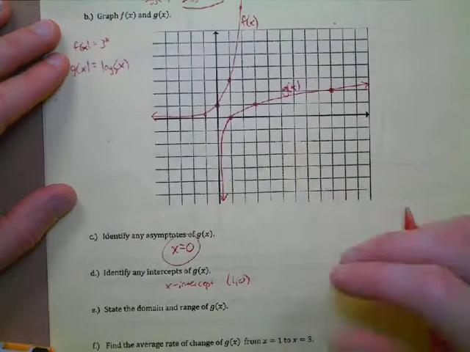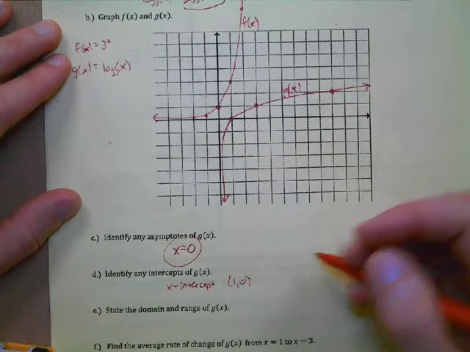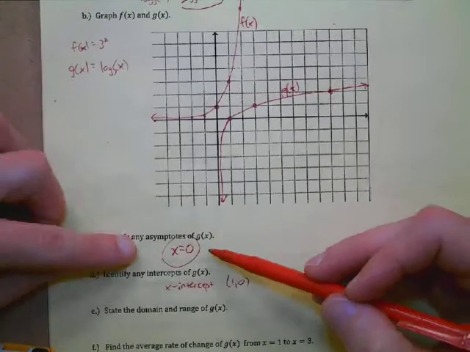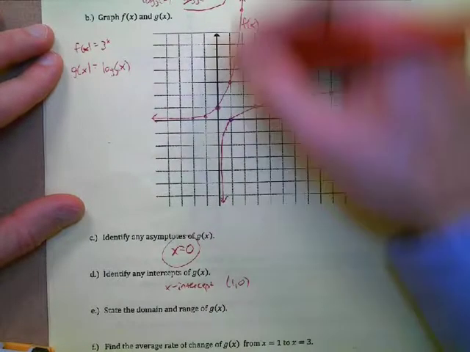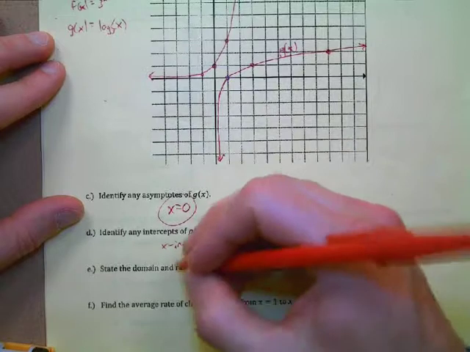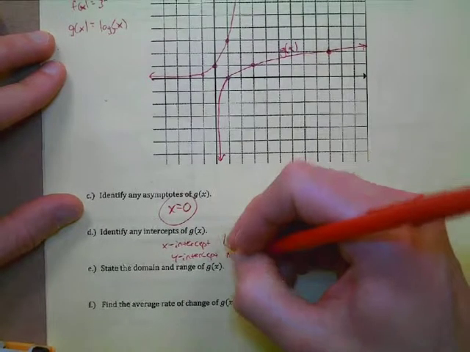And is g of x going to have a y-intercept? Well, it's got an asymptote at 0, so is it going to cross the y-axis if it has a vertical asymptote? No. So there'll be no y-intercepts.